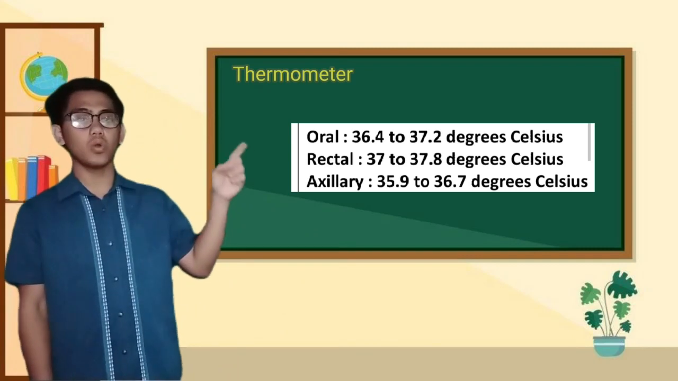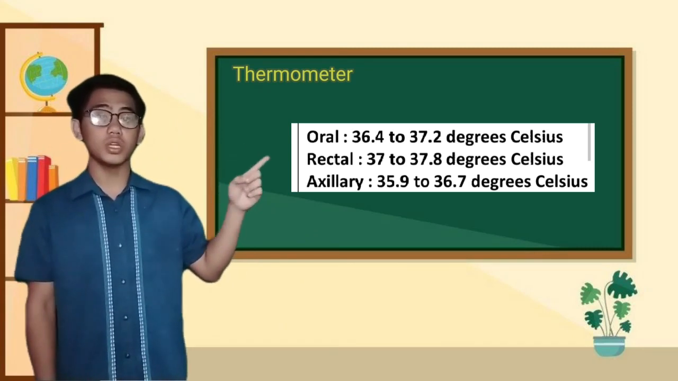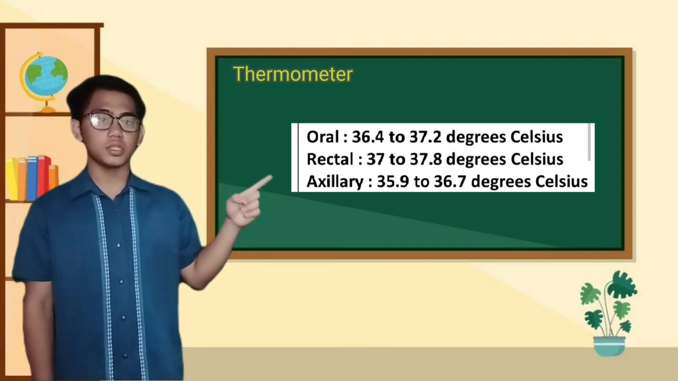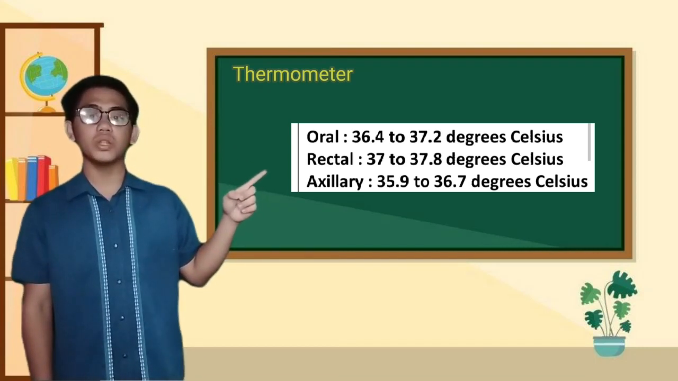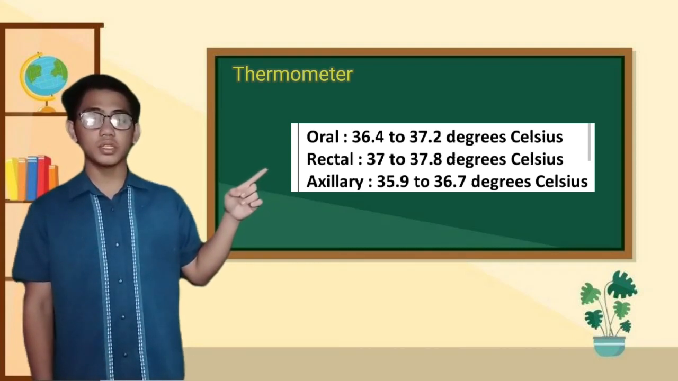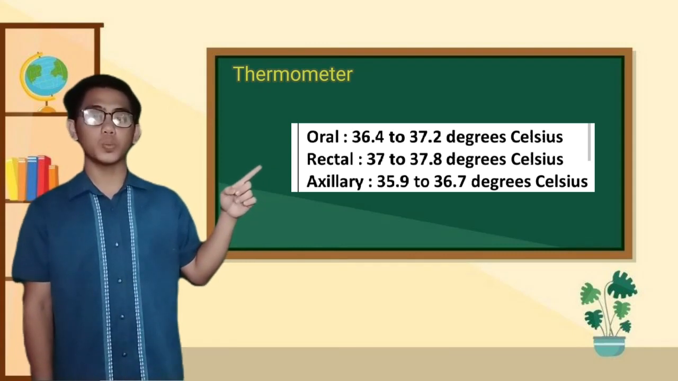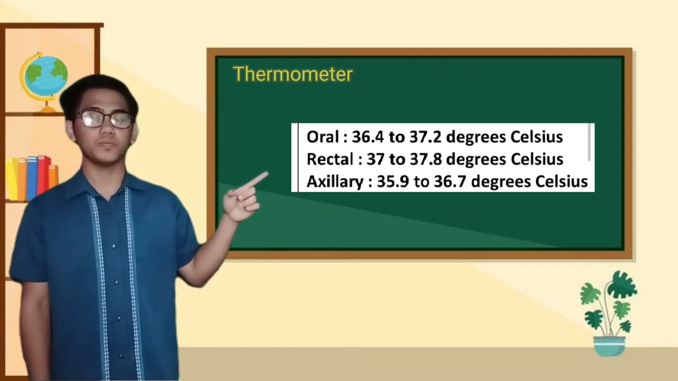So first we have the oral, 36.4 to 37.2 degrees Celsius. Next is rectal, 37 to 37.8 degrees Celsius. Next is axillary, 35.9 to 36.7 degrees Celsius.